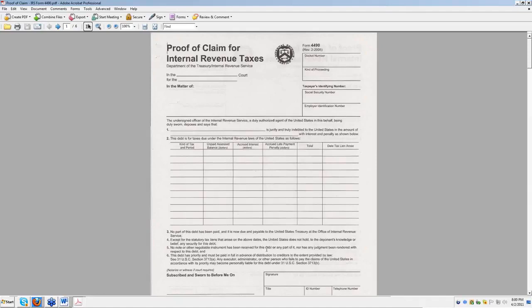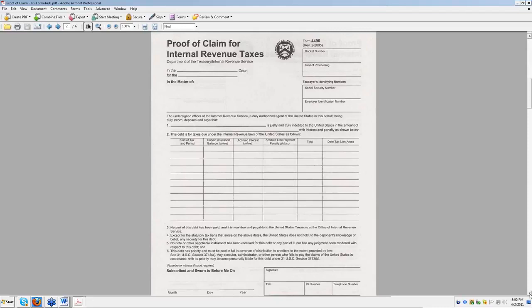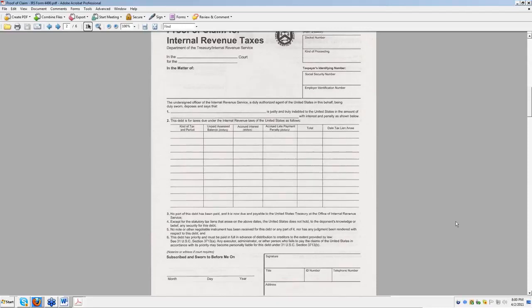We're going to pull it up and look at it. But do you see, now this has to be notarized. See where it says subscribed and sworn before me? But up above it says undersigned officer of the Internal Revenue Service. We're not officers. Who said you're not? Explain that one. If you've got a Social Security number, you're an employee of the United States.